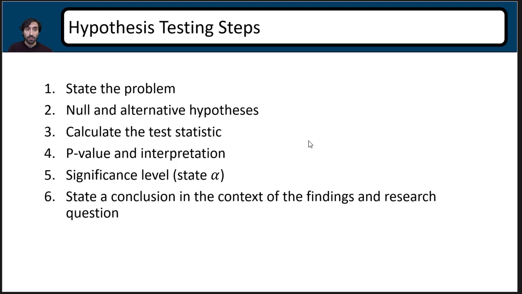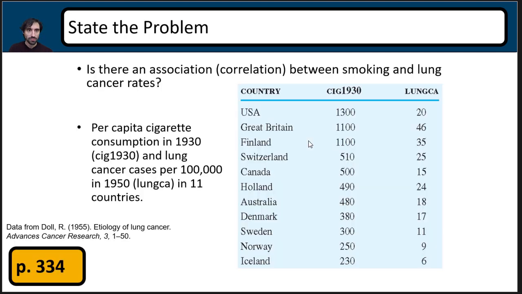So let's go ahead and practice the hypothesis testing steps. First we need to state the problem, then we go to the null hypothesis and alternative hypothesis. We calculate that test statistic, the P and interpretation, the significance and the alpha, and then we state the conclusion. So all of these things, we know how we're doing it.